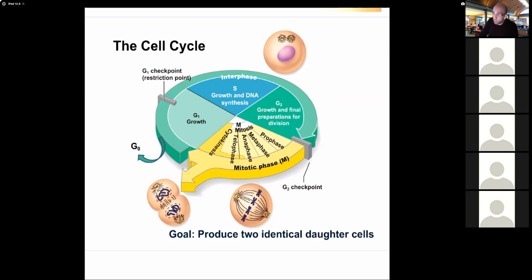So moving on to the cell cycle. What is the cell cycle? The cell cycle is the life cycle of a cell. It is divided into two main phases, the interphase and the mitotic phase, or the M phase.